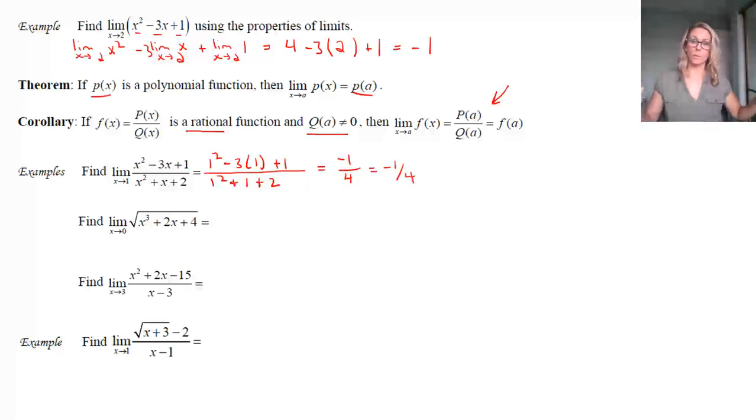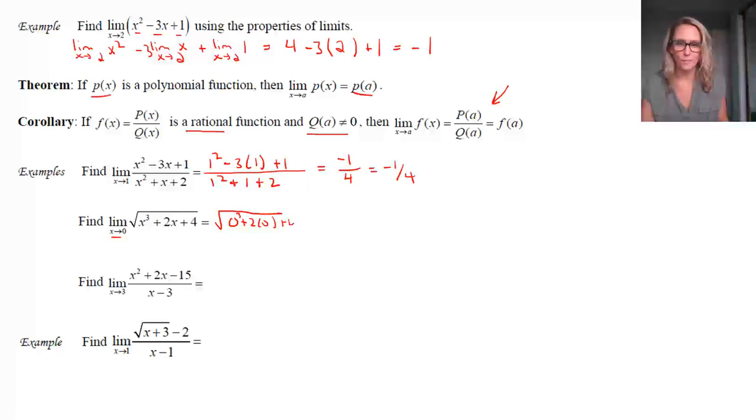We plugged it in. We got a real number. We don't have to graph it. We don't have to find values that are really, really close to 1 on either side. We plugged it in and we got an answer, so we're good. For the limit as x goes to 0, again, first thing you do is plug it in, see if you get a real number. So we get 0 cubed plus 2 times 0 plus 4, and looks like we get the square root of 4, and that is 2. So again, we're done.